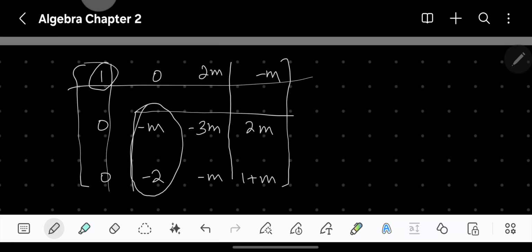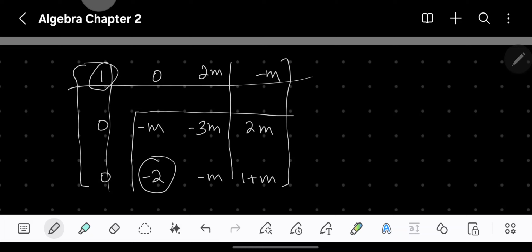Since the topmost entry is minus m, I'm not sure whether m is 0 or non-zero because it is unknown. When something is unknown, you are not sure about it, and I want to be sure about this m. If it is non-zero, then I will proceed. If it is 0, then I can't. Since I'm not sure, I will swap these two rows. Then I will move minus 2 up because I'm sure about this element.